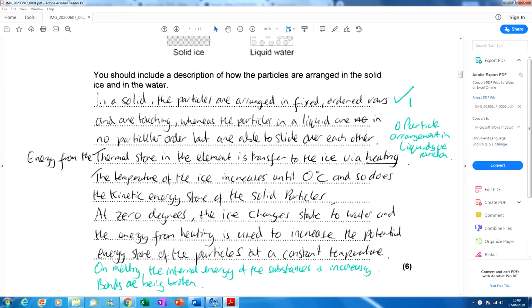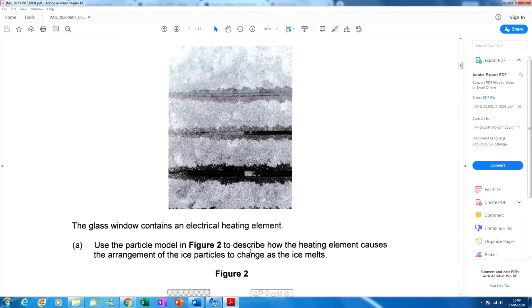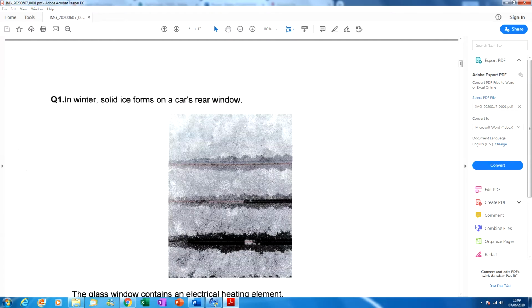So if you do that, you will be improving at a far greater rate than if you just put a tick or a cross and how many marks you got. So do take the time to pause this video when you need to add in other correct responses and corrections. So question number one, in winter solid ice forms on a car's rear window.